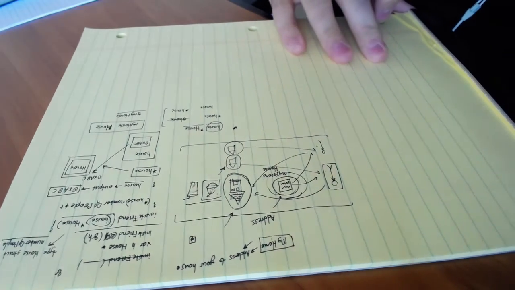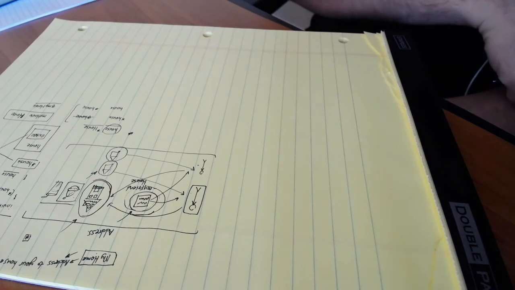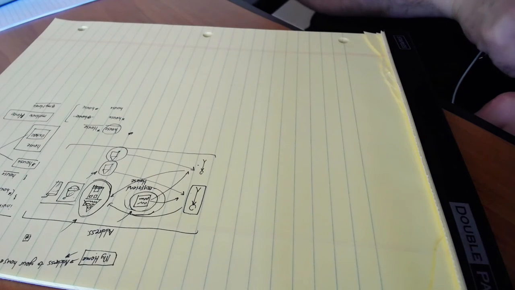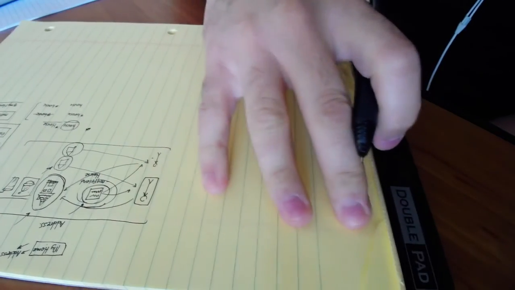So let's look at the memory structure a little bit. Sorry, I got a message. Okay, I got a message, but yeah.